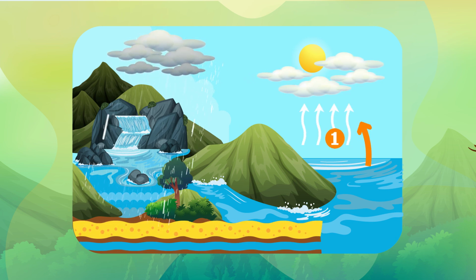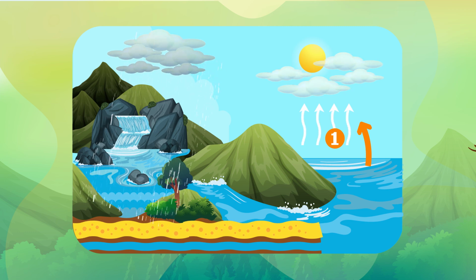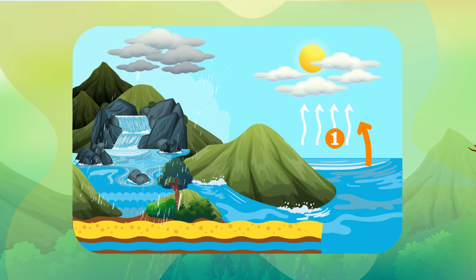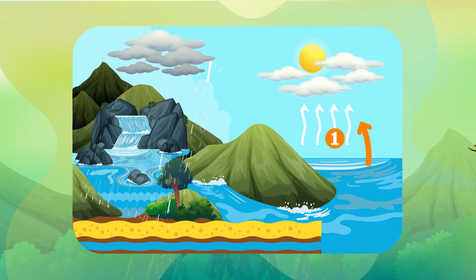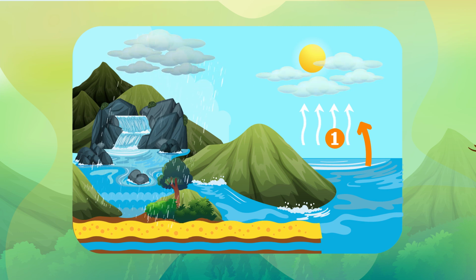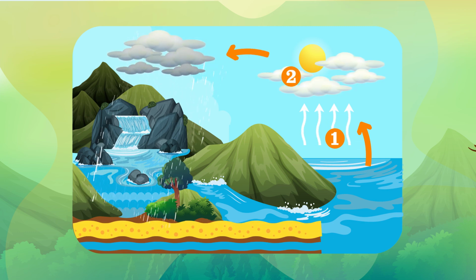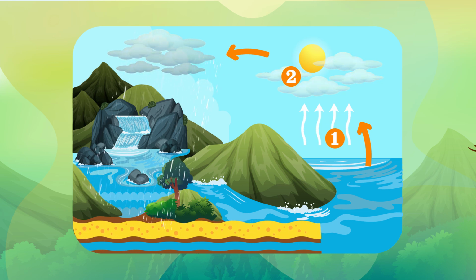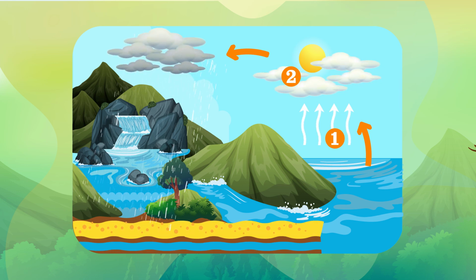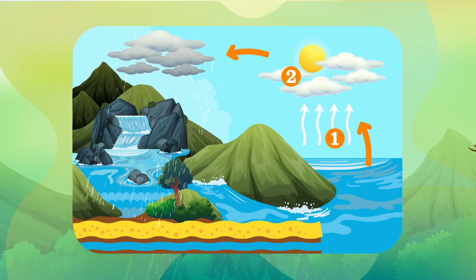Let's say that evaporation is the first step. Water from oceans, rivers, and lakes heats up and turns into vapor, rising into the atmosphere. The second step is condensation. Water vapor cools and condenses into clouds, which are composed of tiny water droplets or ice crystals.